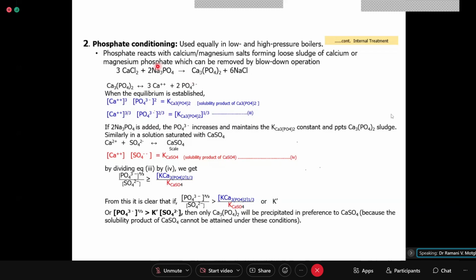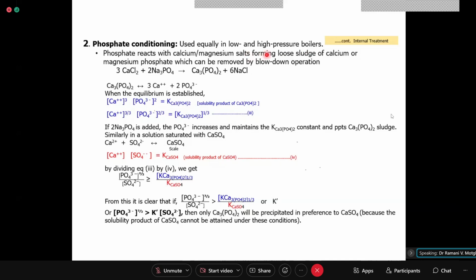if you add a little excess of sodium phosphate, the phosphate ion concentration will be maintained so high compared to the sulfate ion concentration that even if the water is saturated with calcium sulfate and calcium phosphate and they are in equilibrium, because of the high concentration of phosphate ion, calcium will not combine with sulfate and precipitate out. Calcium will, in preference, combine with phosphate, forming calcium phosphate, and that will precipitate out.